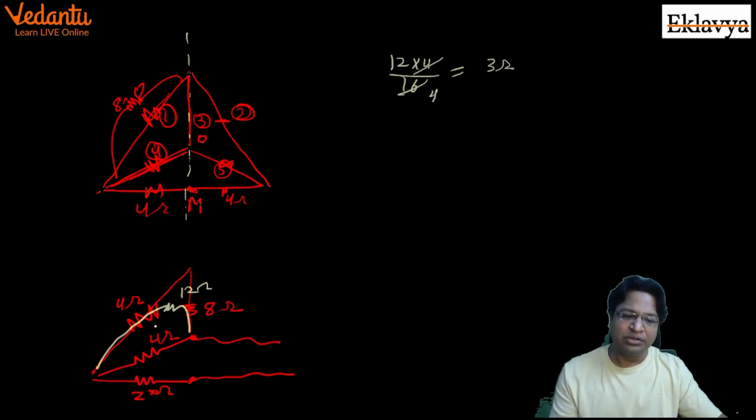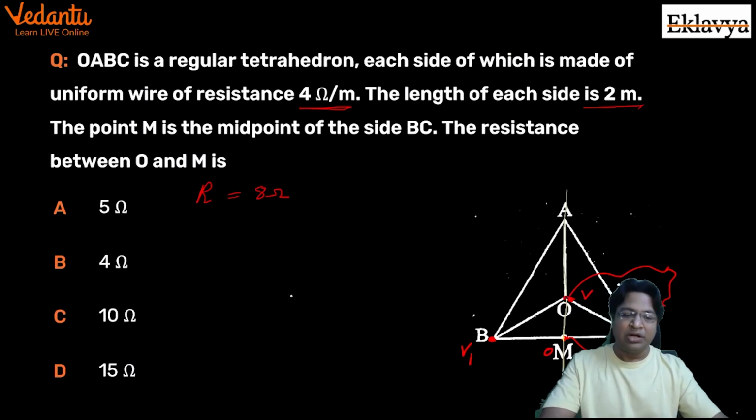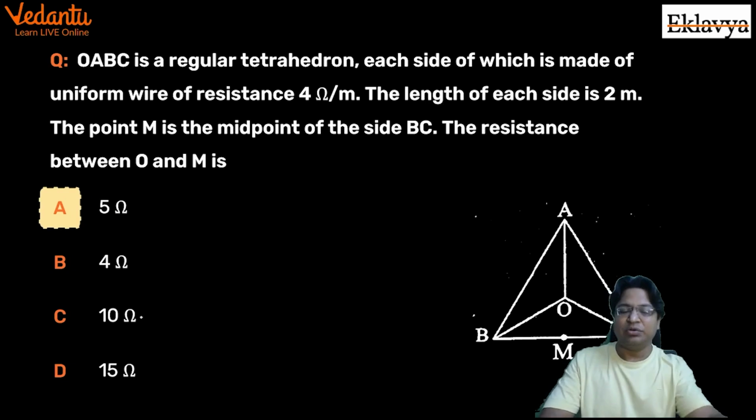This 3 ohm and this 2 ohm are then connected in series, so the overall resistance is going to be 5 ohms. Let me see if 5 is there in one of the options. Option A is the correct one, and that is what we have provided in the key. So the correct answer to question number 1 is option A.